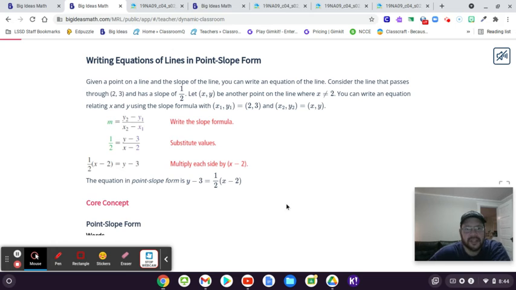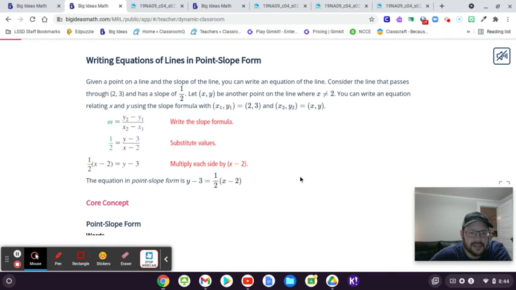So you're going to use point-slope form anytime you're given a point and the slope. That's why it's called point-slope form. So here's an example that they have here for you. Given a point on a line and the slope of the line, you can write an equation in point-slope form. So again, slope formula is that one right there if you know any 2 points. And then they are showing where this point-slope form comes from. So you might want to jot that down if that's important to you.